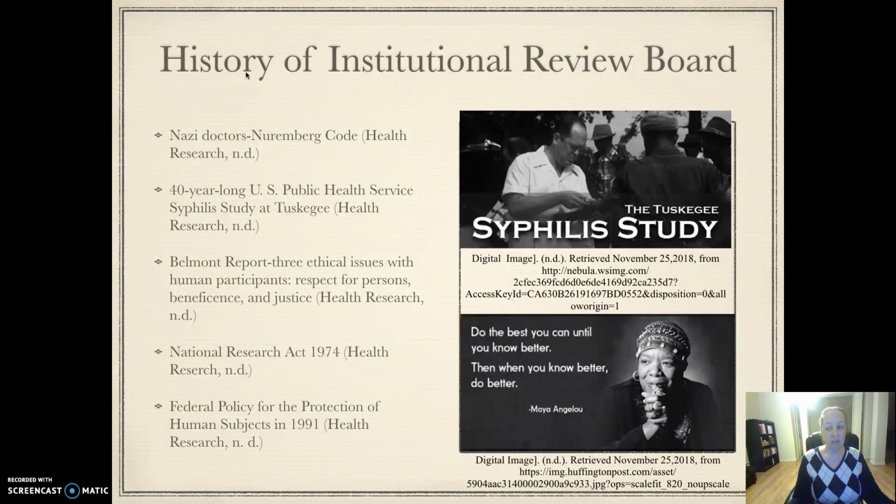The result of this study was the Belmont Report. It was written that stated that human research participants should be treated with respect, beneficence, and justice. In 1974, the National Research Act established the modern IRB. In 1991, the Common Rule for Federal Policy for the Protection of Human Subjects was formally adopted to ensure the protection of human participants in research studies. It's important to understand the reason for the IRB and why it is such an important part of the research process. Like Maya Angelou said, do the best you can until you know better. Then when you know better, do better.